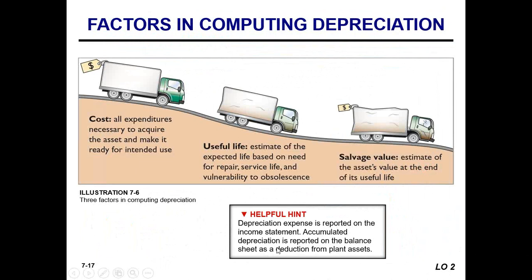Accumulated depreciation is reported on the balance sheet as a deduction from plant assets. Remember that accumulated depreciation is a contra asset account. It is not an actual deduction from the cost of the plant assets. It's the net of the costs and the accumulated depreciation that will show on the balance sheet.